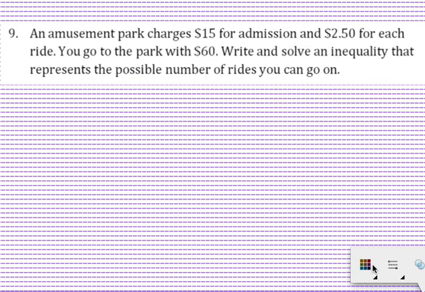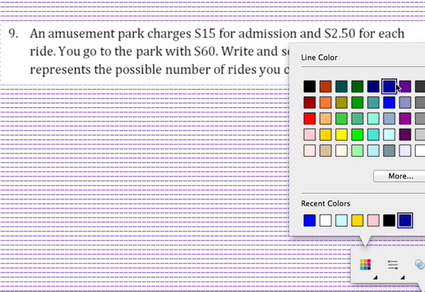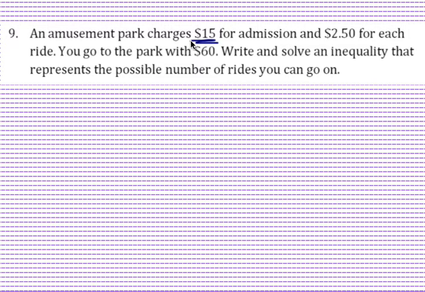So you're at an amusement park, and they're going to charge you $15 just to walk in the door, and then it's going to be $2.50 for each ride you go on. It's kind of like when you go to the state fair and you pay to get in, and then you pay to eat a bunch of fried food. You would think you could just pay to get in and then pay for the food, but no. Anyway, so here's how we're going to solve this.